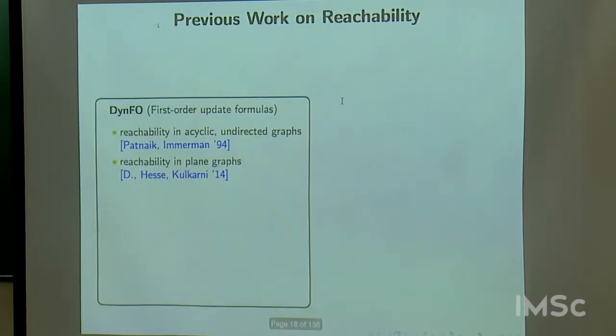So what was known before this about reachability queries vis-a-vis dynamic first order logic? Reachability in acyclic graphs as well as undirected graphs was known to be in dynamic first order. And reachability in plane graphs was recently shown to be in dynamic first order also.